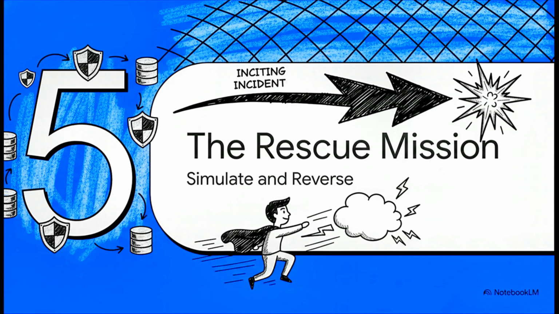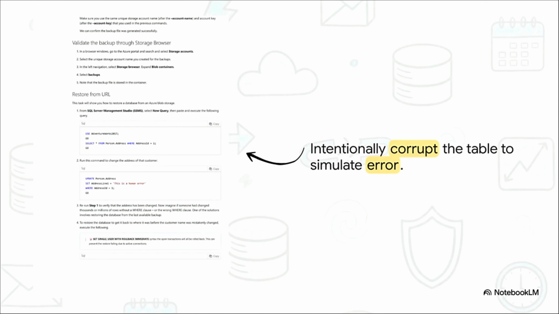Section 5. The Rescue Mission. Our safety net is securely in place, which means we get to trigger the inciting incident and launch our rescue mission. In the lab, you're going to actively simulate that total nightmare scenario we talked about earlier. You'll open a new query window and run a massive update statement against the Person.Address table. You are going to change a specific customer's valid address to the literal string, "This is a human error."